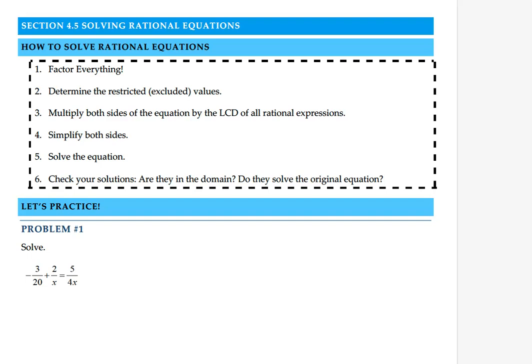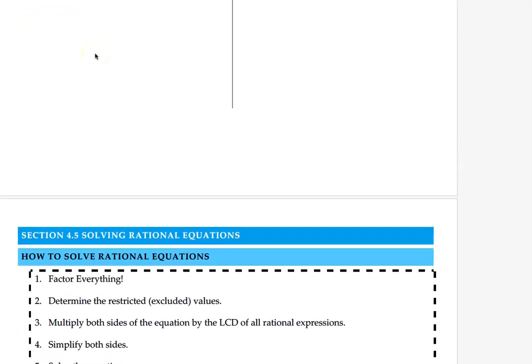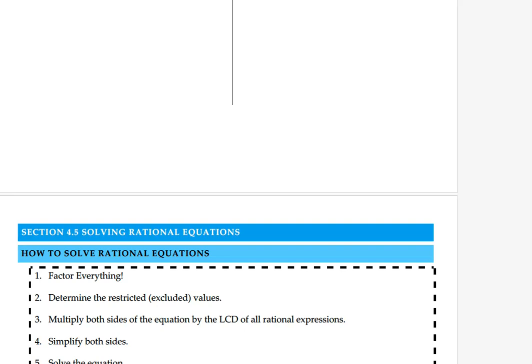Okay, so today we're going to be talking about solving rational equations, and remember, expressions and equations are different from each other. So let's see if there's a little bit of room here. I'm going to write a couple of things here for you. Good things to keep in mind on what we're going to be doing.